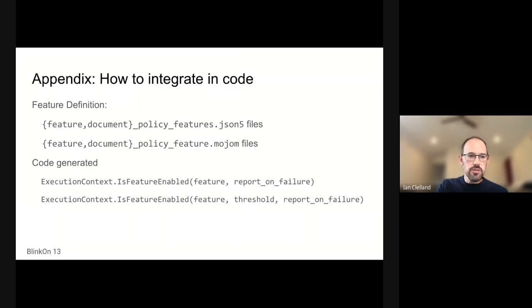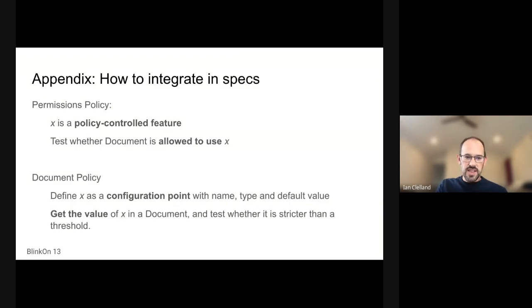And there's also a slide in here. If you are not a Chromium engineer, but you are a related spec author, then you can integrate by referencing either the feature, permissions, or document policy spec. For permissions policy, you define a policy controlled feature and you hook into HTML's allowed to use algorithm. For document policy, you define it as a configuration point, and whenever you need to use it, you get the value of that configuration point in the document. Then you can test whether or not it's stricter than your threshold. And that is the actual last slide.